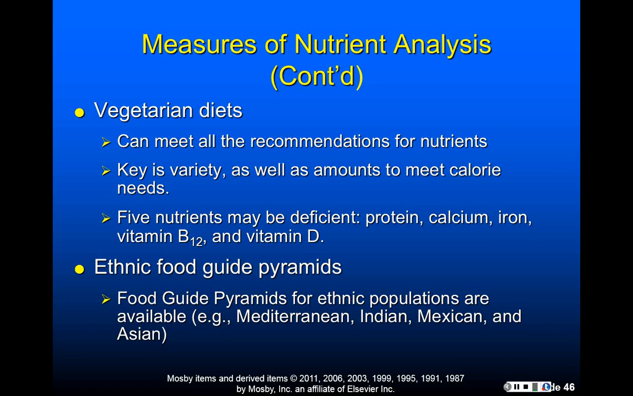Now for those on vegetarian diets, variety is also essential, but good and complete nutrition can be achieved with this diet. Five nutrients may, however, tend to be deficient. They include protein, calcium, iron, B12, and vitamin D. Food guide pyramids for ethnic populations are also available.